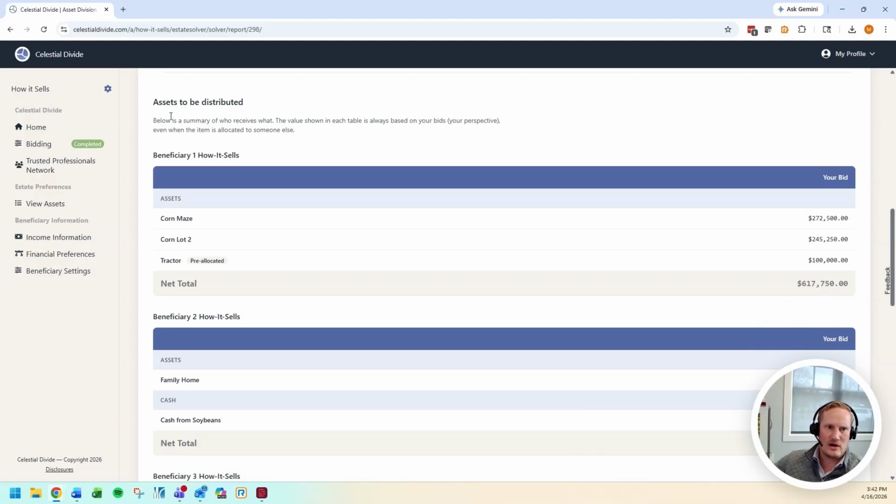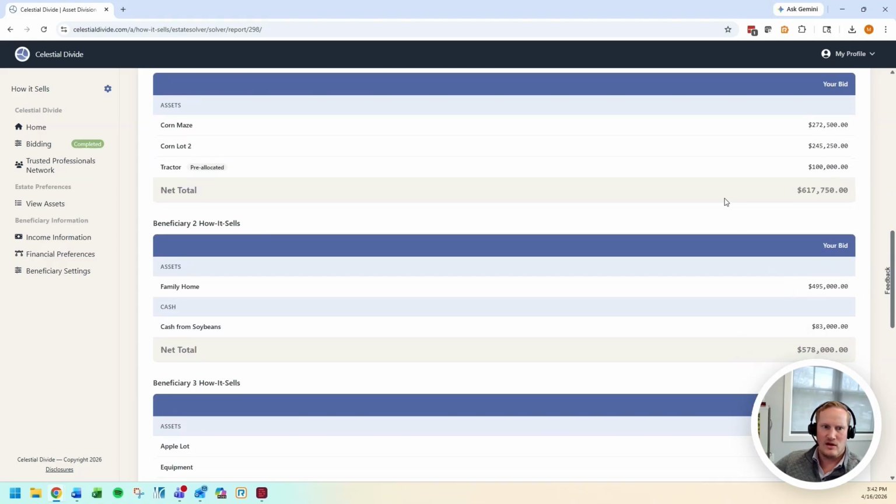Next, it's going to let them know that good news. This is what you received. Below is a summary of who receives what. We're starting off with beneficiary 1. This will be their name when they enter it in and create a username and email. So again, we're going to list their bids so they can see what it's worth to them, $617,000. But we're also going to use their bid for what other people received as well. So we do have some continuity here of what valuation is being used.